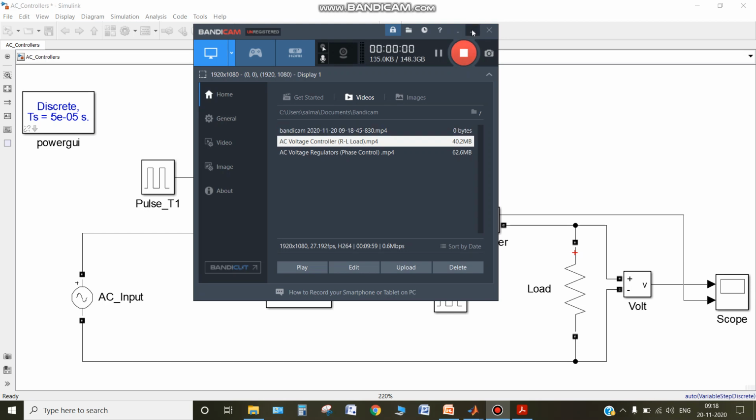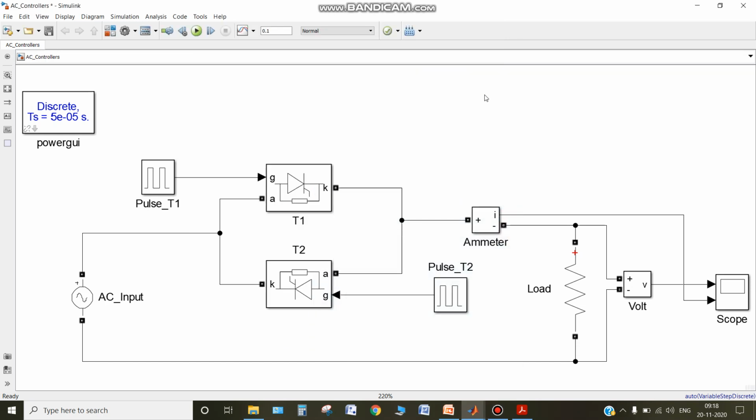Hello everyone. In this video, I'll show how to simulate the AC voltage controller. Here you can see we have one AC input, two anti-parallel connected thyristors which are triggered at alpha and pi plus alpha, and then one R load.